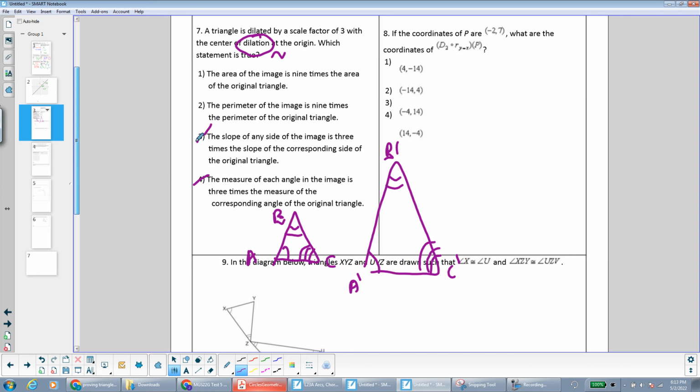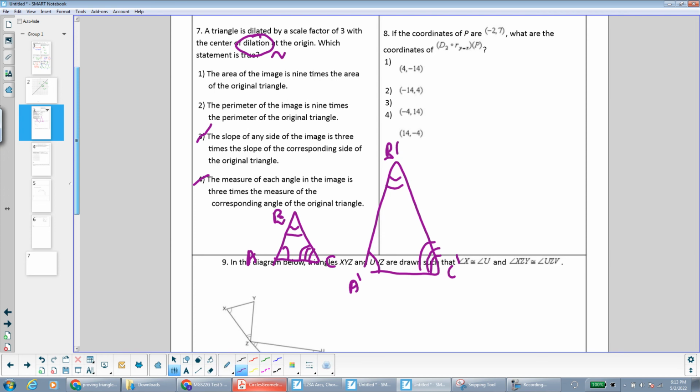Because remember, we had a whole discussion in class about how dilations preserve parallelism. We talked about that if we have a line and we dilate the line, the image line will have the same slope because dilations preserve parallelism. So the slopes of corresponding sides would be the same if we have similar triangles. Dilations preserve parallelism. So that's an easy one to eliminate. That's not true.